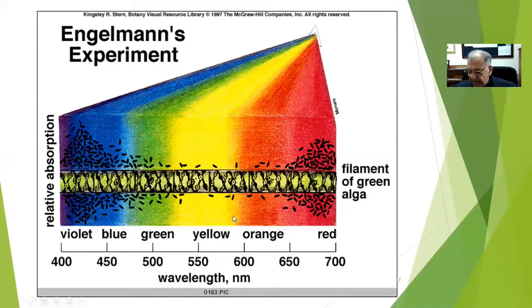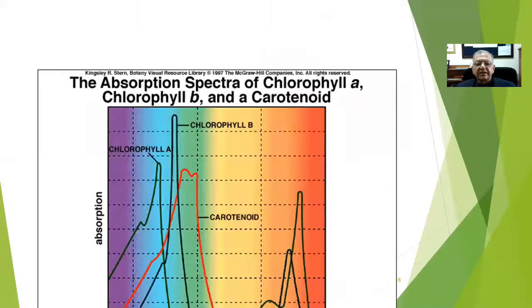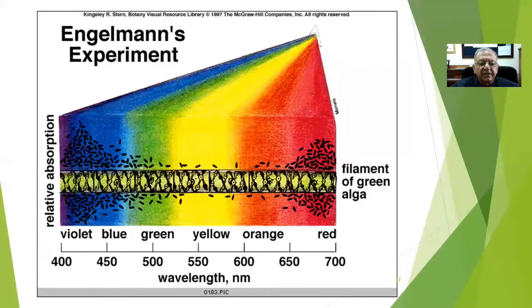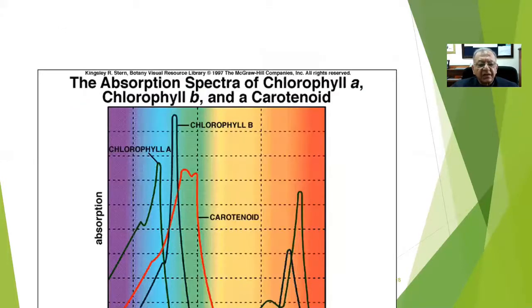So this is Engelmann's experiment, and here this is what is called the absorption spectra, and you can see that in this absorption spectra, chlorophyll A and B are the ones which absorb, and the peaks are in the blue region and in the red region. So these are the two wavelengths which are absorbed in photosynthesis, blue and red.